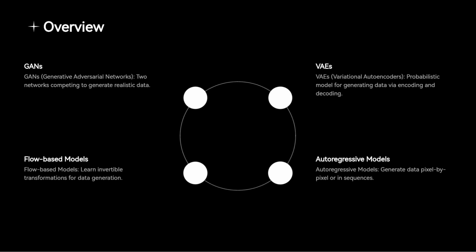Autoregressive models. These models generate data by predicting the next pixel or element in a sequence, conditioned on previous elements. In computer vision, models like PixelCNN and PixelSnail use this approach to generate images pixel by pixel. While they can produce high-quality results, they tend to be slower compared to other methods.